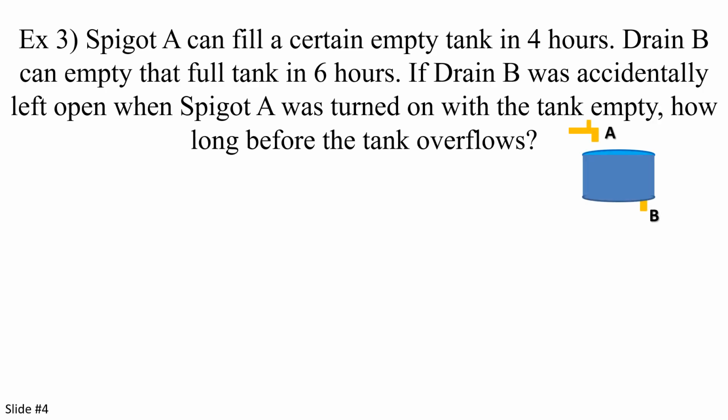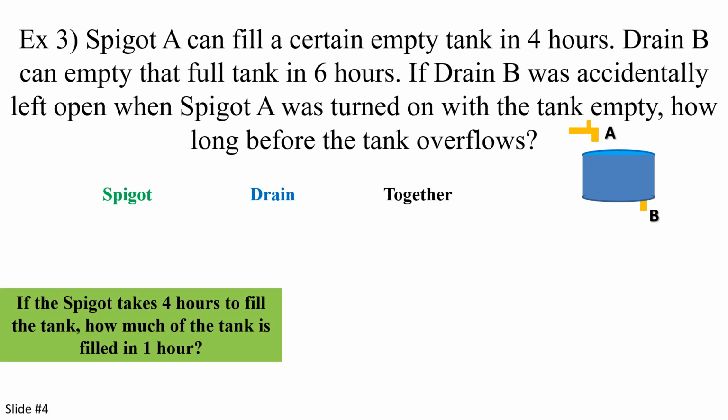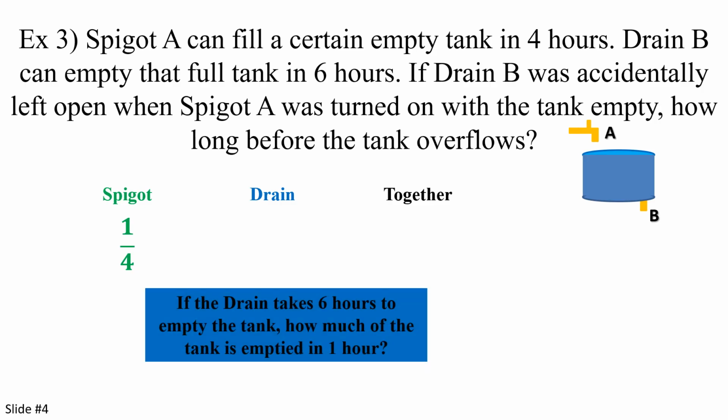So here's a picture, drain B and spigot A. A is putting water in, B is taking it out. So we've got spigot, drain, and together. We know that the spigot can fill the tank in 4 hours. So in 1 hour, it does 1/4. The drain can empty it in 6 hours. So in 1 hour, it can empty 1/6 of the tank.